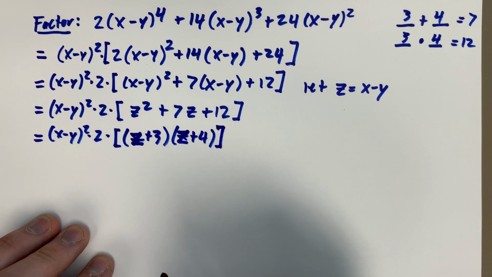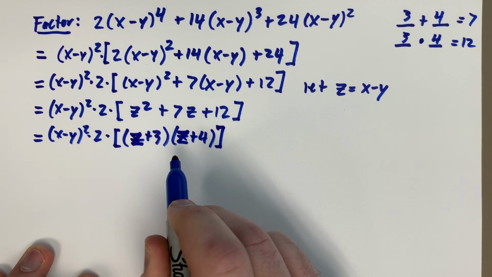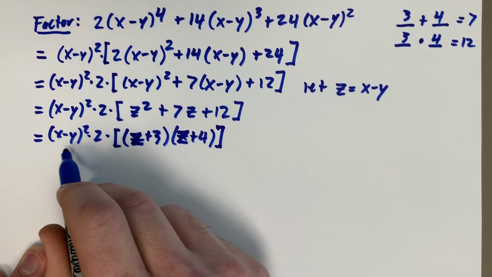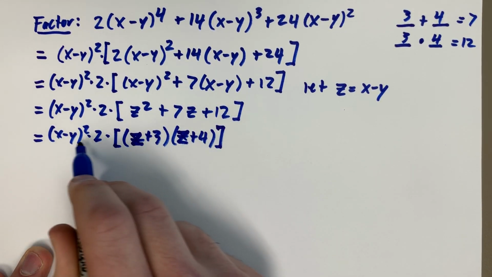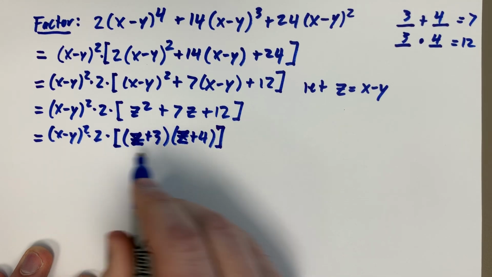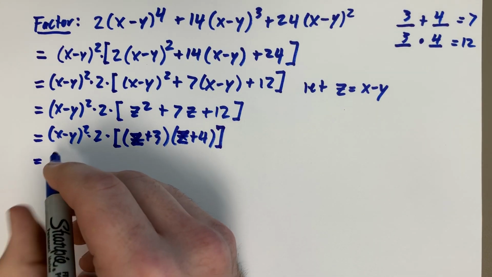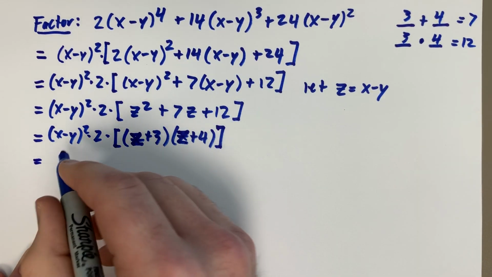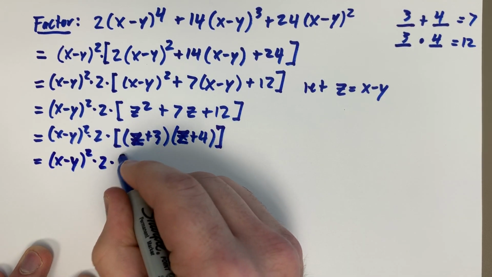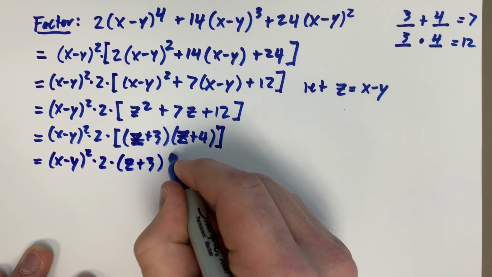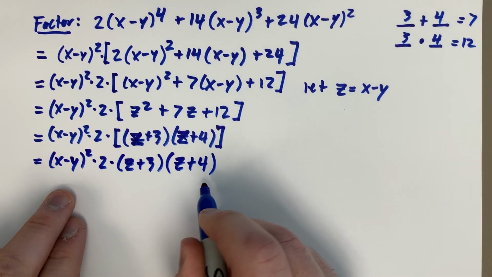All in the brackets. Okay, so now that we have this, everything inside brackets is perfectly factored. We're ready to go with that. Everything out here is perfectly factored. And now, since we have only multiplication of all of these things in parentheses and this 2, I can drop the brackets because multiplication is, as I mentioned in previous videos, associative, meaning I can change the order of brackets or I can remove brackets. So this gives us x minus y squared times 2 times z plus 3 times z plus 4. Okay? So this looks pretty well factored at this point.